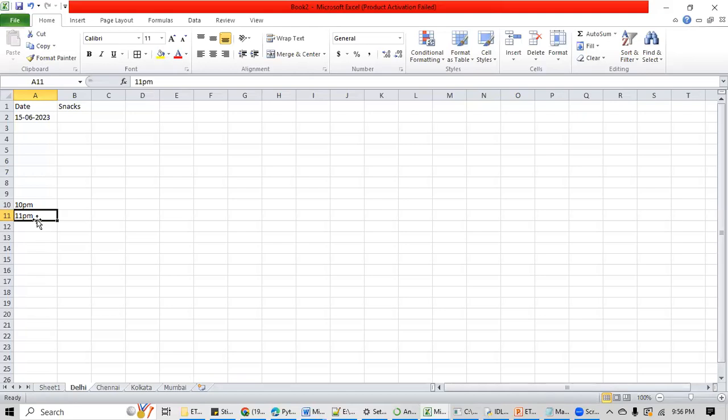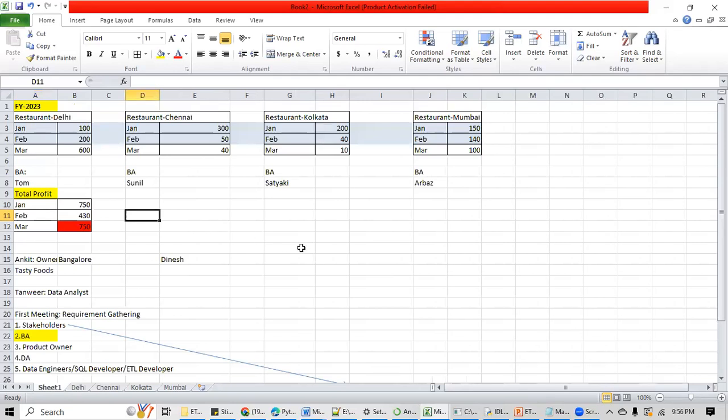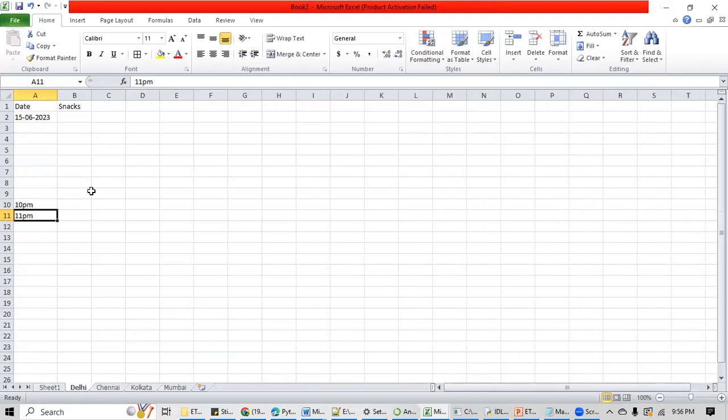Now this has been discussed. As a business analyst, you have to mention all these things in your document, that they will send data at this timing. I will tell you the significance of all these things. And then we will discuss that on a particular day, suppose they miss sending at 11 p.m., then what will happen? Because this is also possible.